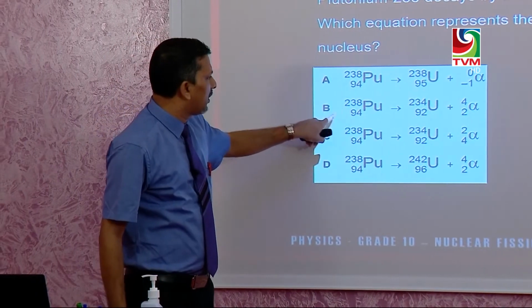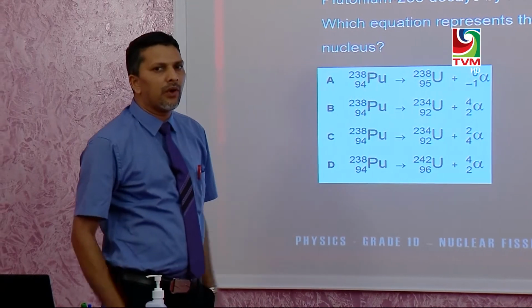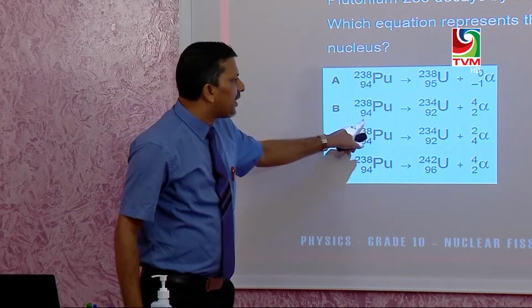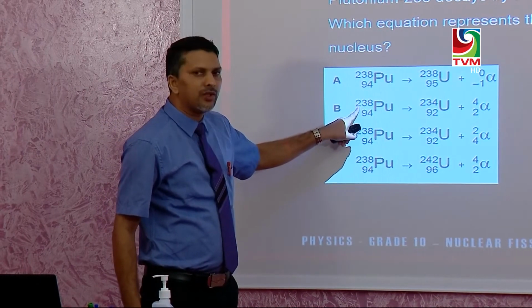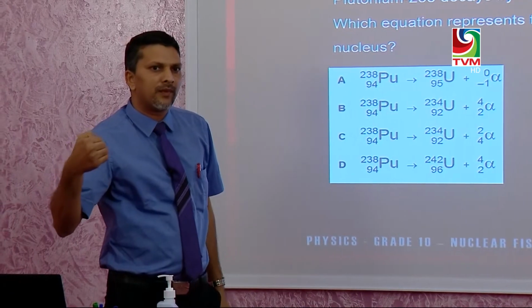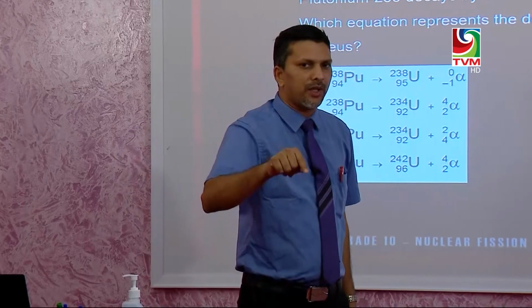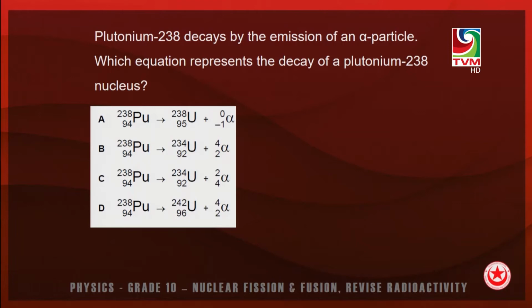Then second case, atomic number 94 here, and here 92. So atomic number decreases by 2, and mass number 238, here 234, mass number decreases by 4. Alpha symbol, remember, alpha atomic number is 2 and mass is 4. So we got the answer is B, because atomic number decreases by 2 and mass number decreases by 4 when an alpha emission occurs. Okay, answer is B.